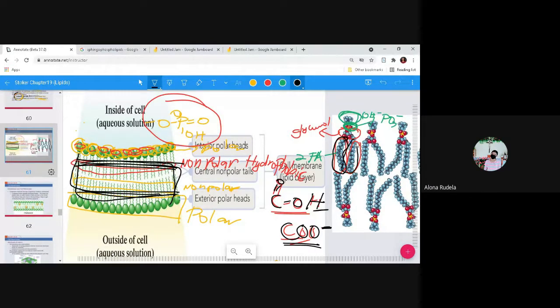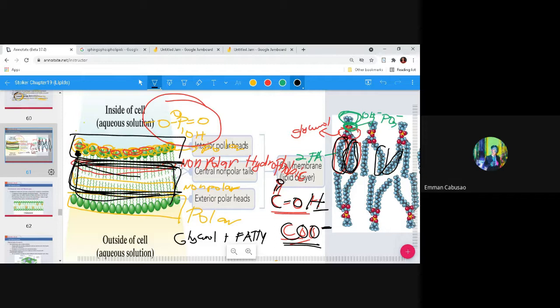Unsa ni mga ikog-ikog nato? Di ba fatty acids? So ang ikog-ikog mao na mga fatty acids. Then ang tumoy sa ikog ug sa head mao na ang glycerol nato. Glycerol is still non-polar, so it belongs to the tail. So what constitutes our non-polar region in our lipid bilayer? We have two: glycerol and phosphate? Ang phosphate, sa polar region na siya. Okay, glycerol and fatty acids, they are non-polar.